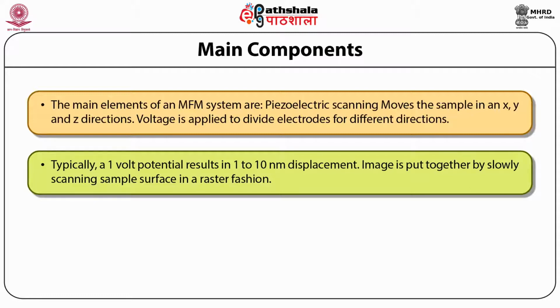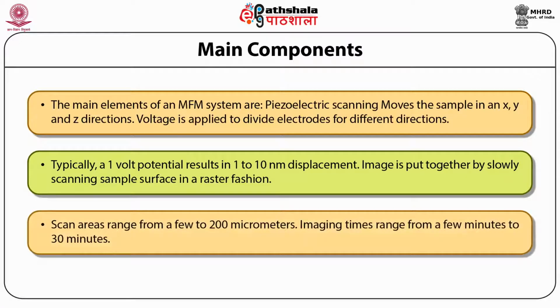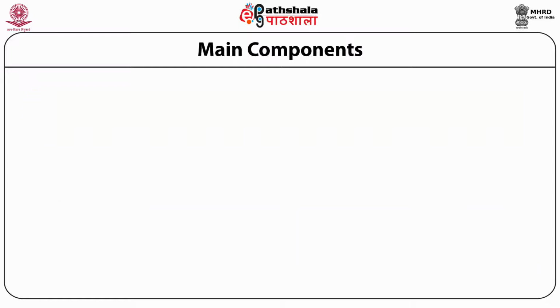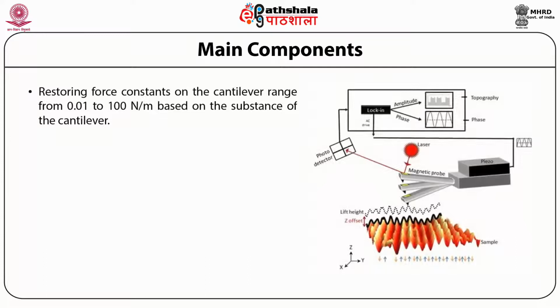The image is put together by slowly scanning the sample surface in a faster raster fashion. Scan area ranges from a few to 200 micrometers. Imaging time ranges from a few minutes to 30 minutes. Restoring force constant on the cantilever ranges from 0.1 to 100 newtons per meter based on the substance of the cantilever.